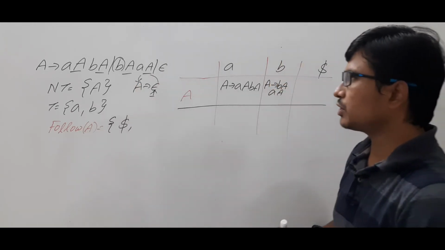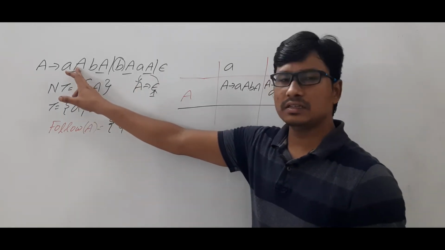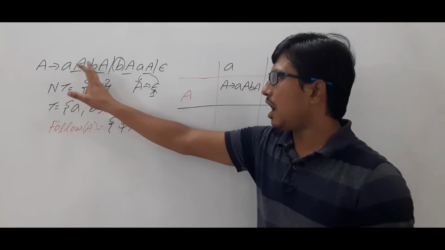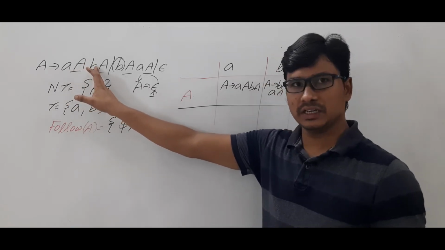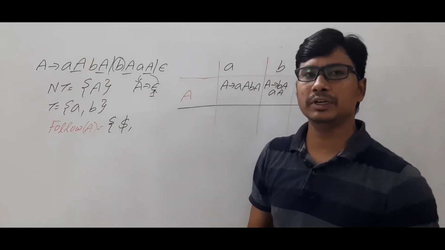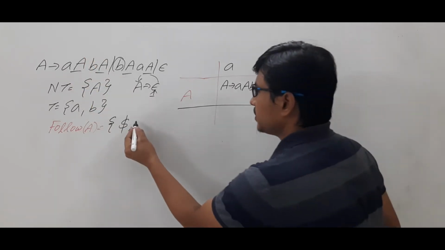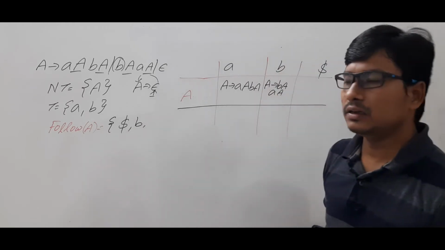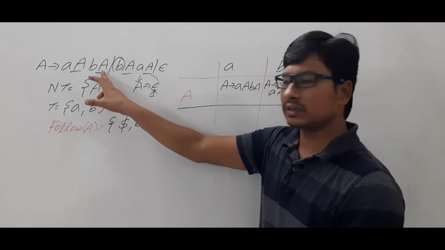So first, let me go with this A. After A, whatever is there, compute the first of that one. First of terminal B is B itself. You place it in the follow of A. Okay, now come to this one.